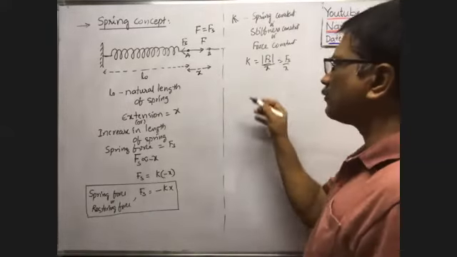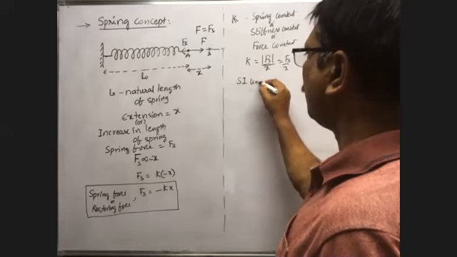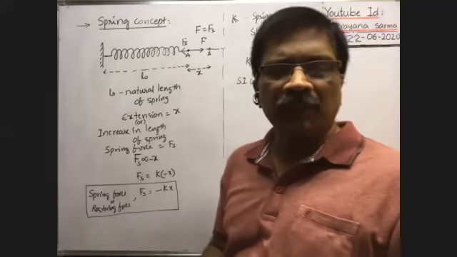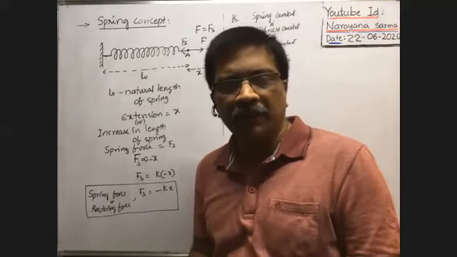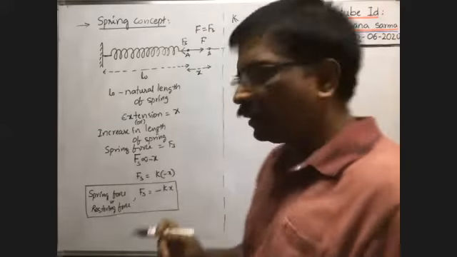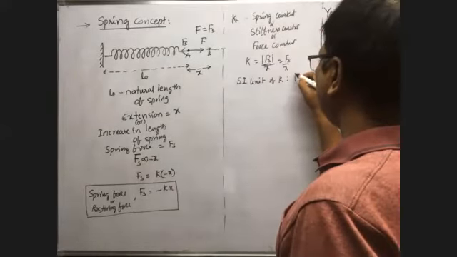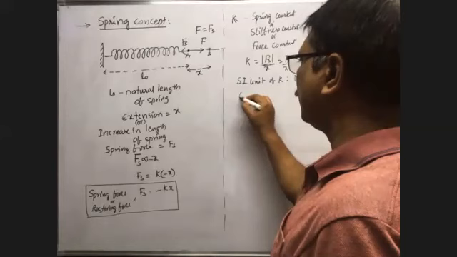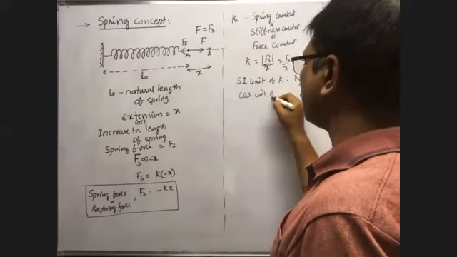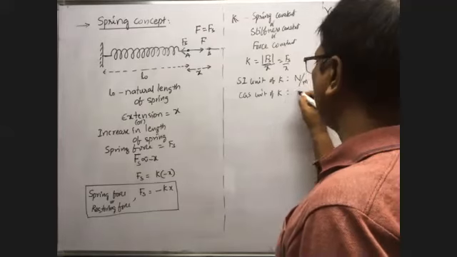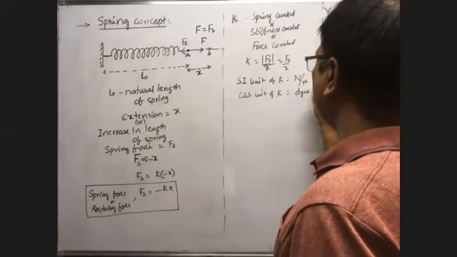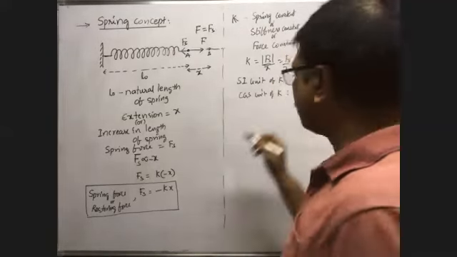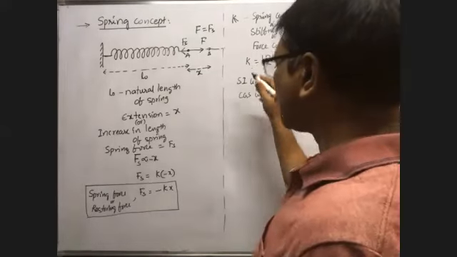So what is the SI unit of spring constant? Tell me, what is the SI unit of the spring constant? Yeah, very good, Pingu. Immediately you responded. Newton, Fs means Newton, by x means meter. In the CGS system, the unit of spring constant is force, which means dyne. Extension or compression is nothing but length, that is measured in centimeter. That's why dyne per centimeter.